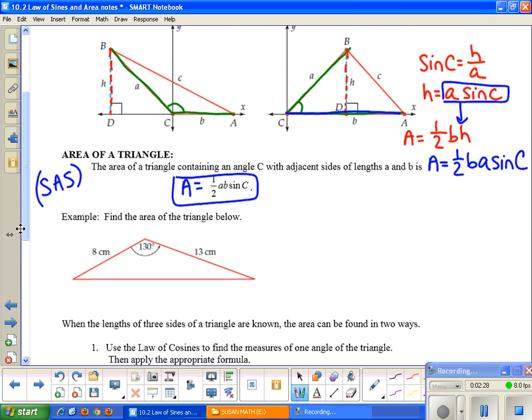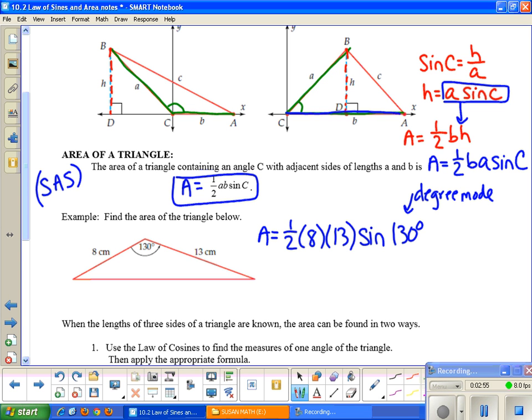For example, if we want to find the area of this triangle here, the area is going to be equal to 1/2 times the sides, which is 8 times 13, times the sine of 130 degrees. Again, make sure your calculator is in degree mode. When you plug this into your calculator, you end up with an area equal to 39.83 square centimeters.